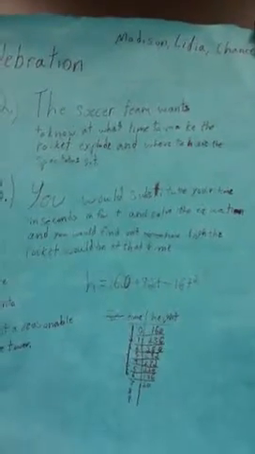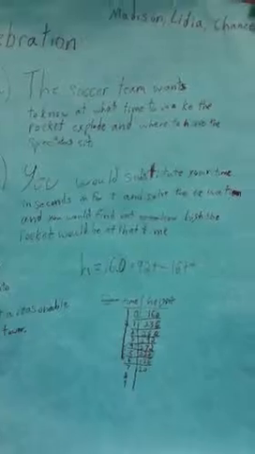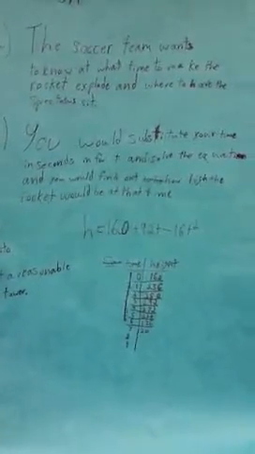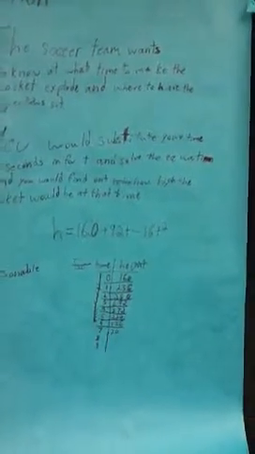Number 2, the soccer team wants to know at what time to make the rocket explode and where to have the spectators sit. Number 3, how you use this in your problem. You would substitute your time in seconds for t and solve the equation, and you would find the height of the rocket at that time. And so if you put 1 in for t, you get 236 feet.